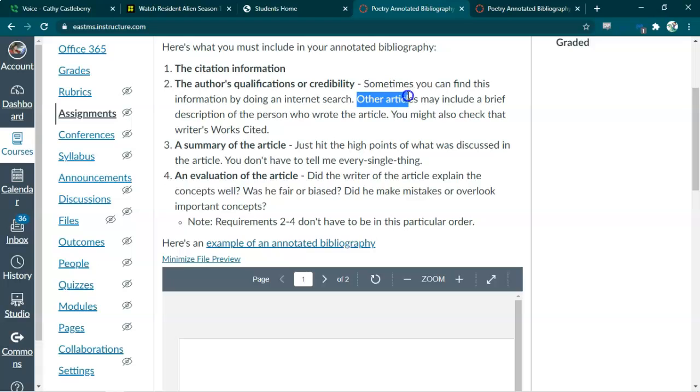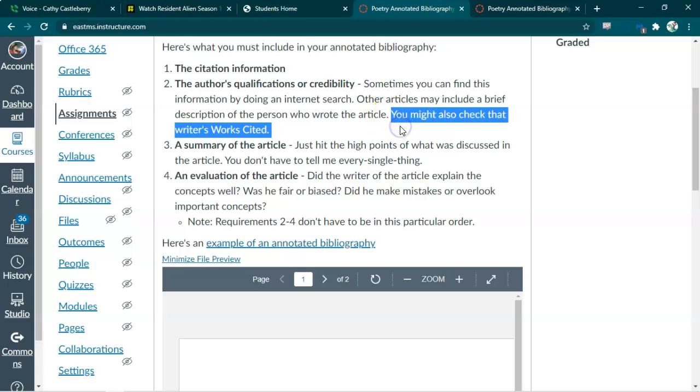Now, some of your articles may give you some clues about the person who wrote the article. They might have PhD after their name, for example, or they may have doctor in front of their name. So that would give you some clues about that author's credibility. Then sometimes you look at the writer's own bibliography or works cited at the end of their article. I'll show you what that looks like in a minute.